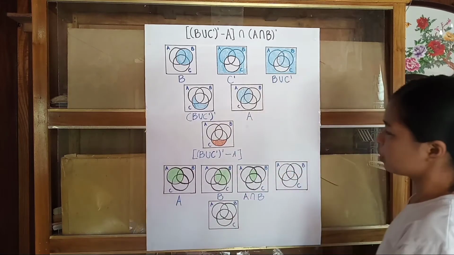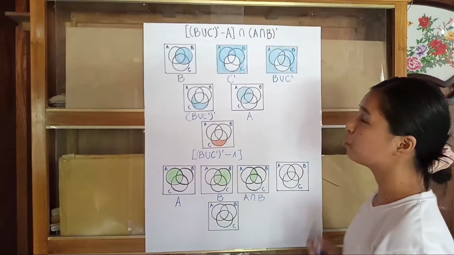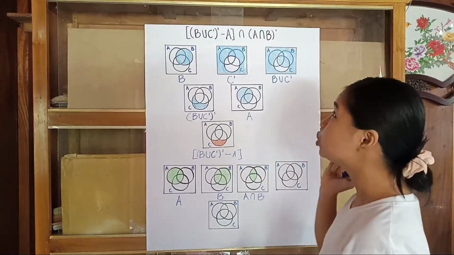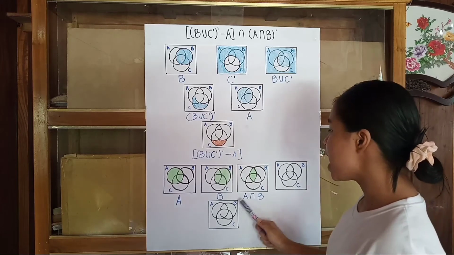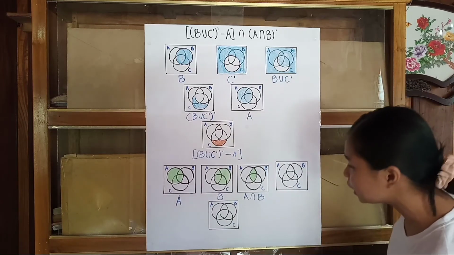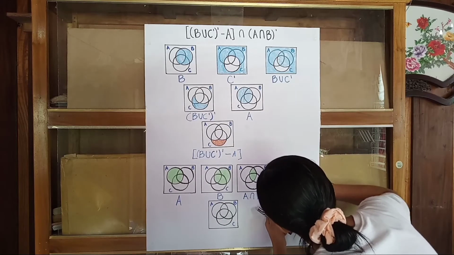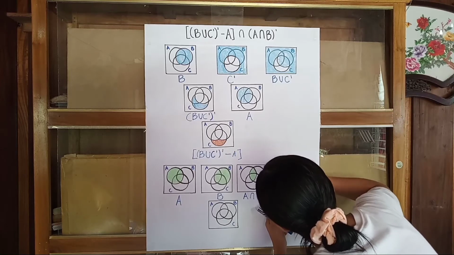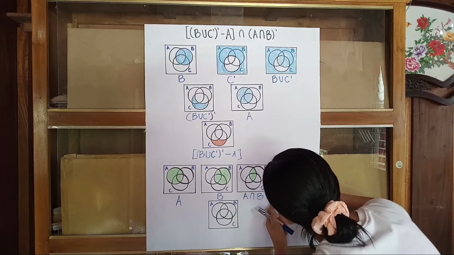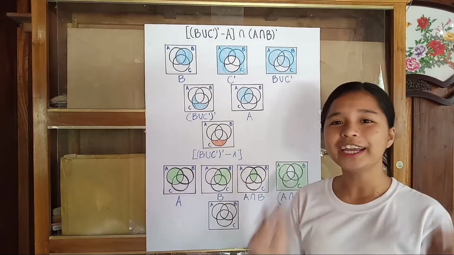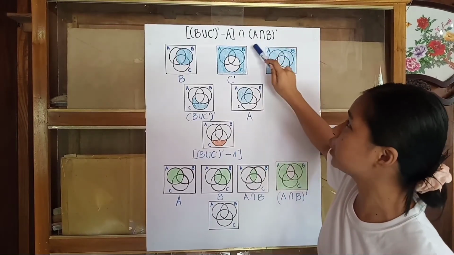Okay. So we're not yet done again because we need to find its complement. So again, when we say its complement, we need to shade everything that is not part of the intersection A and B. So we need to shade everything that is not part of it. So we need to shade everything here. Finally, we are done finding our complement of the intersection A and B.